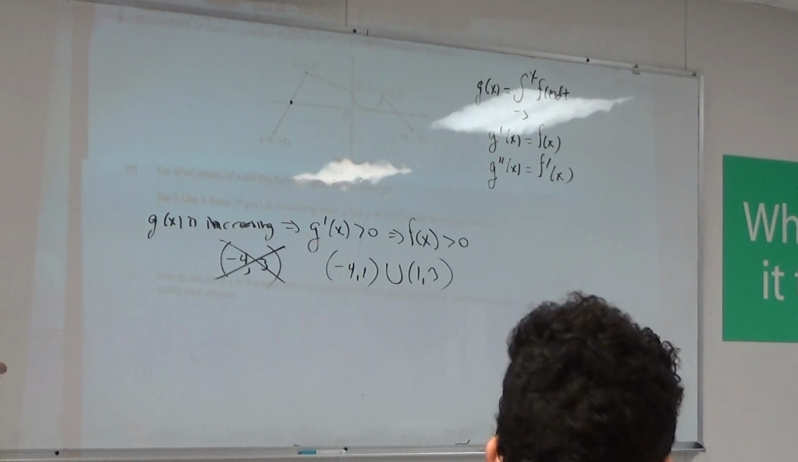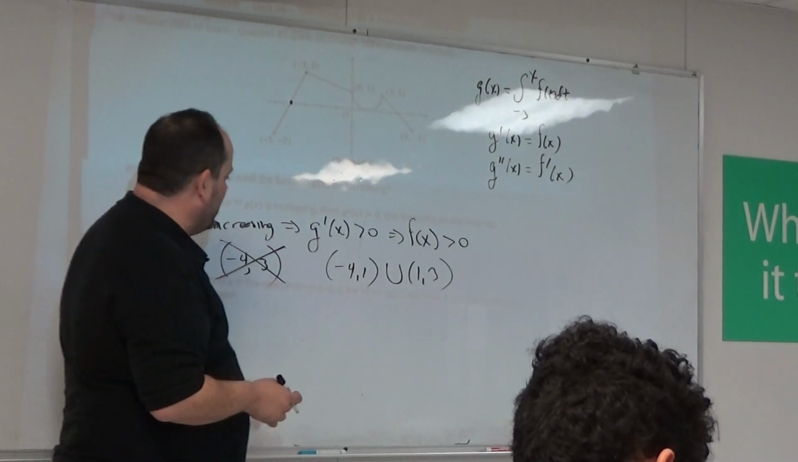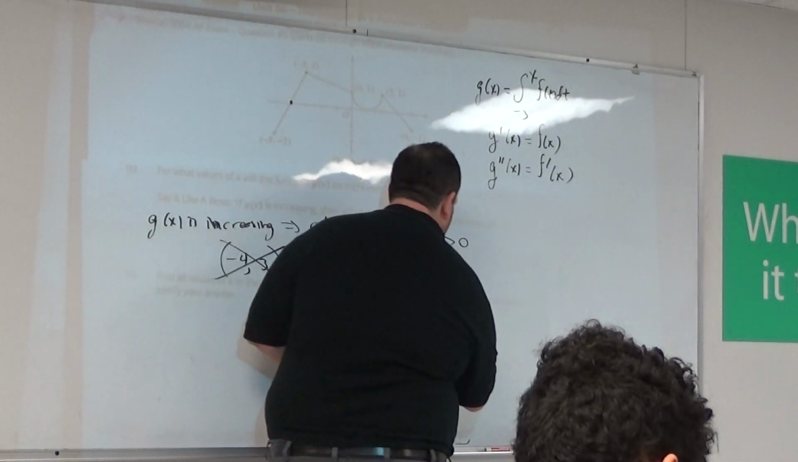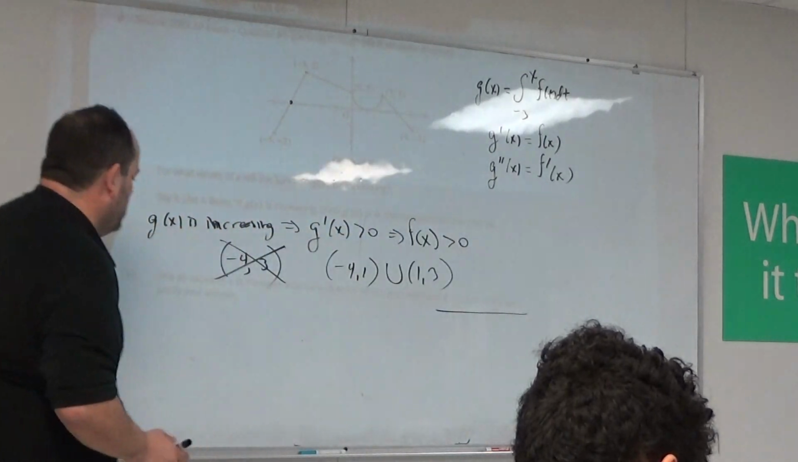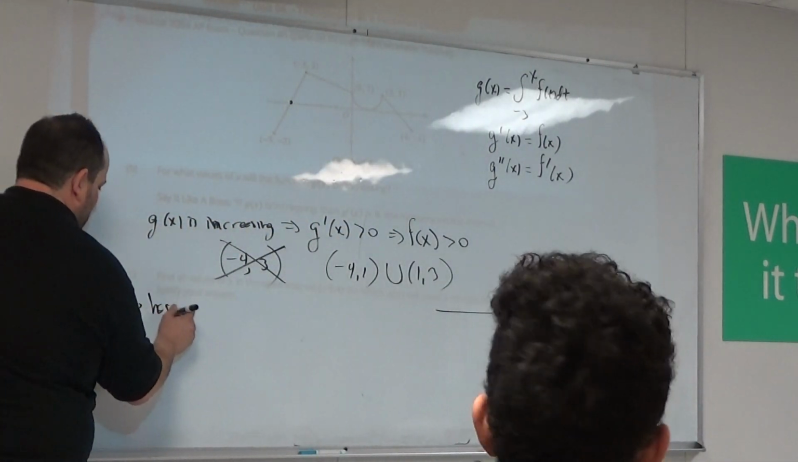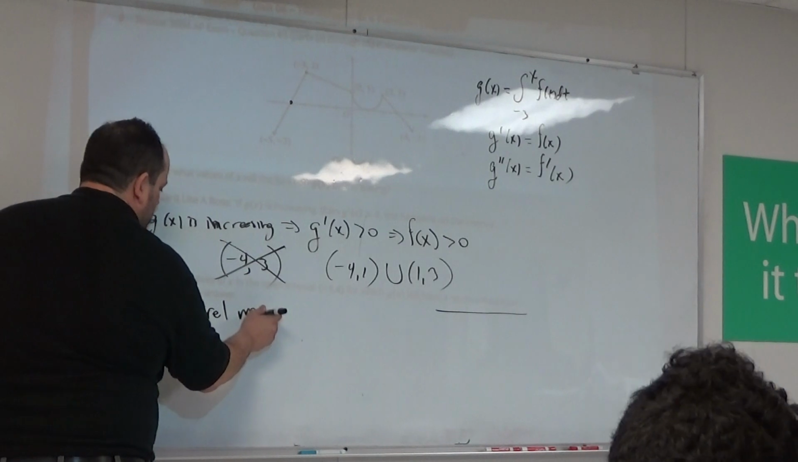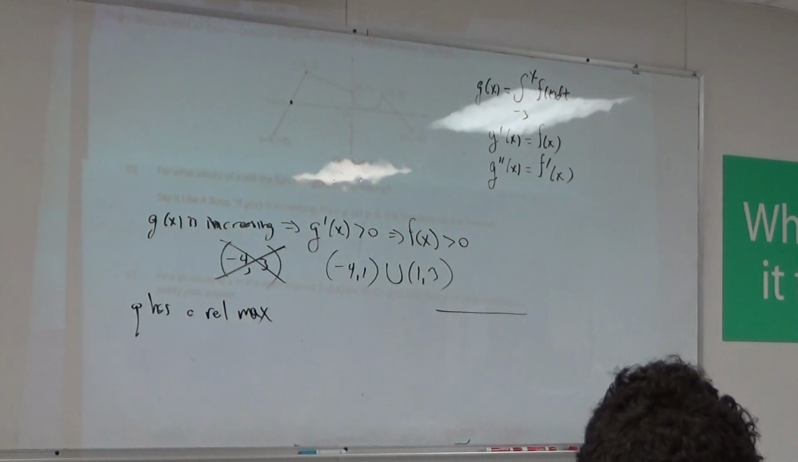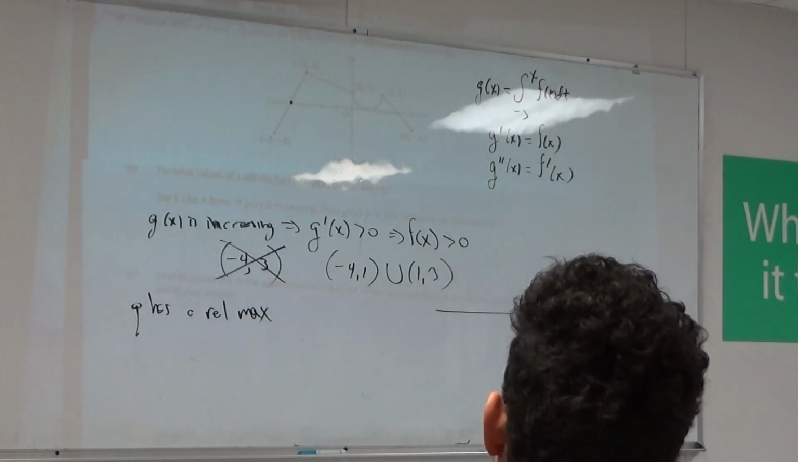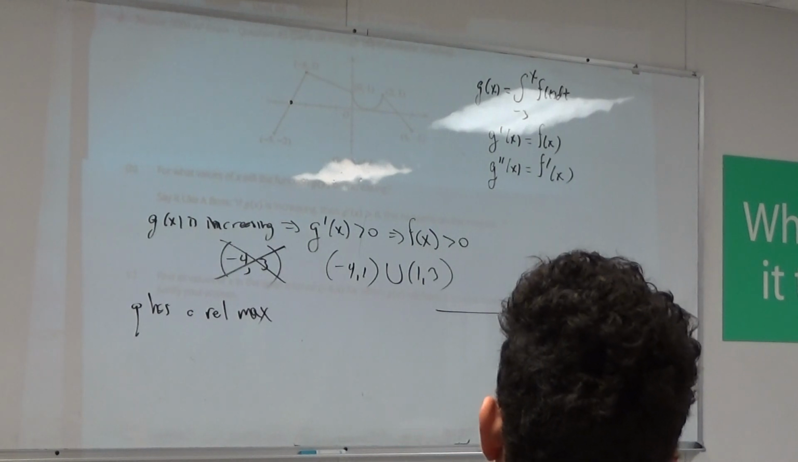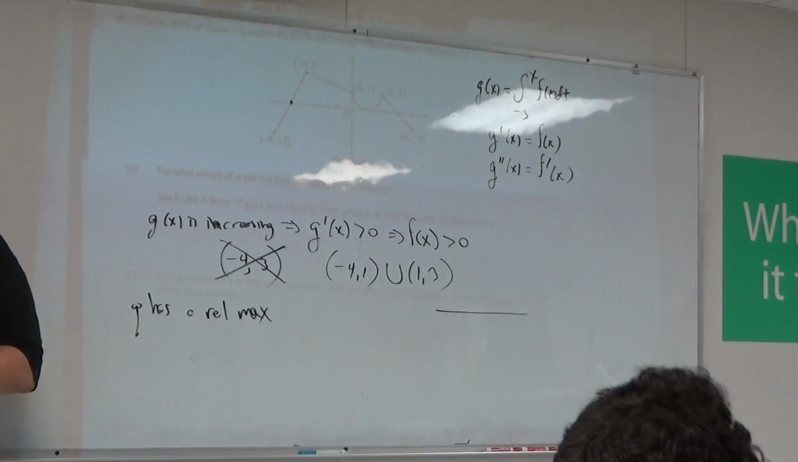All right, C, find all values of x in the open interval -5 to 4, which G has a relative maximum. G has a relative max. You guys draw that in the air for me. It's been a while since we've had this conversation. Relative max? What does that look like? Relative max looks like this, right?